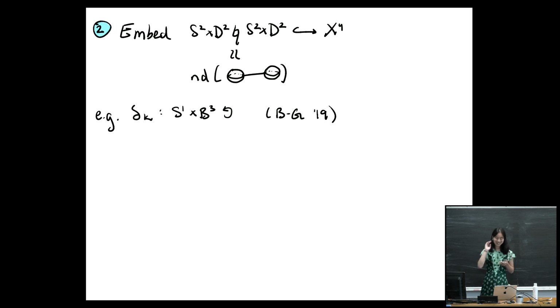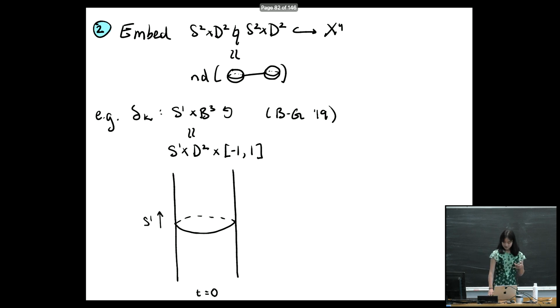And so in order to specify the embedding, I just have to draw the barbell inside my 4-manifold. So what does that look like in practice? Here's the barbell diffeomorphisms that Budney and Gabai constructed of S1 cross B3. So they view S1 cross B3 as S1 cross D2 cross [-1, 1]. So a 1-parameter family of solid tori. And they draw their barbell in the time 0 slice. So this is a solid torus. It's a 3-dimensional slice of my S1 cross B3.